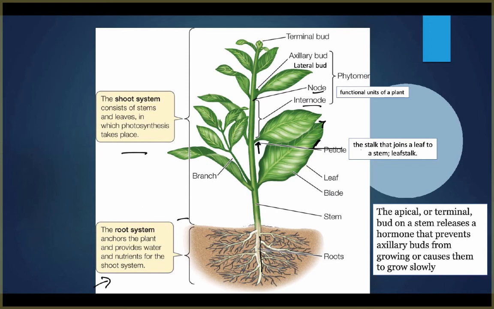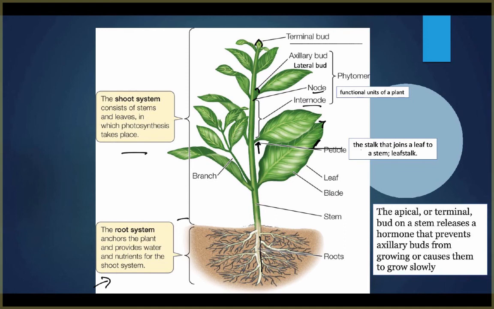And then the buds are going to be based on, you can have an apex or a terminal bud, which is here at the top. And then on these nodes you have the axillary buds. These are also known as lateral buds as well. And different things will grow.